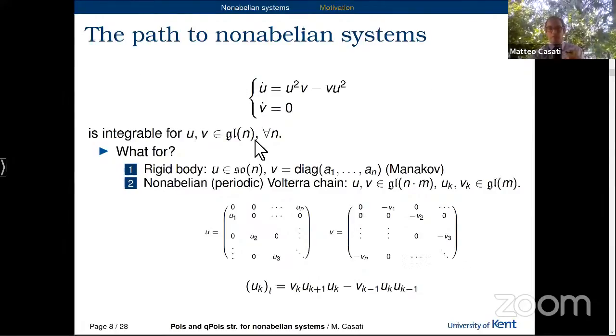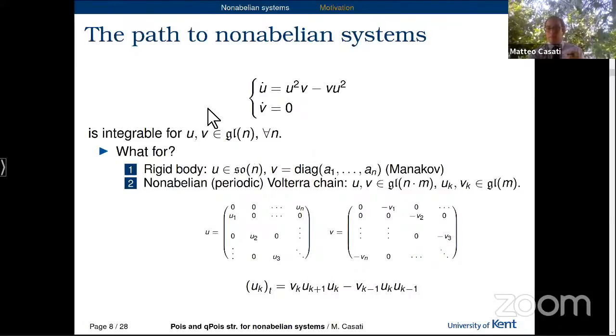Let's take this as a prototypical example system. This is a system of ODEs for functions u and v of time. It's u dot equals u squared v minus v u squared, and v dot equals 0. The first time I show this, someone in the audience raises their hand and says, oh, this system is trivial, of course, it's 0 and 0. But it is in fact not, because now we take u and v to be elements of GLN, so matrices, and of course the matrix product is not commutative. So this system is not trivial.